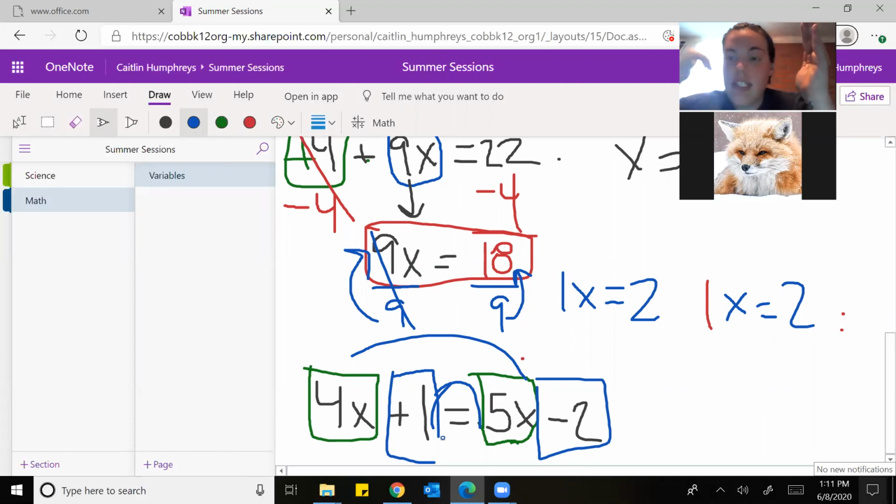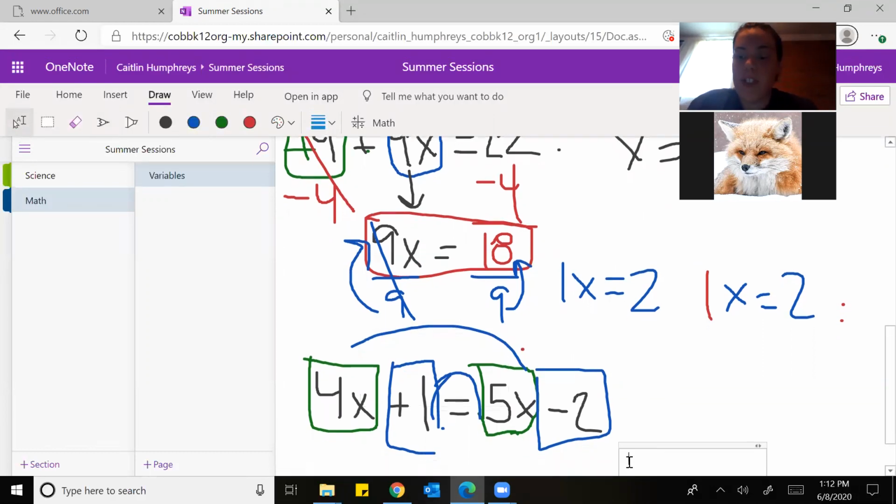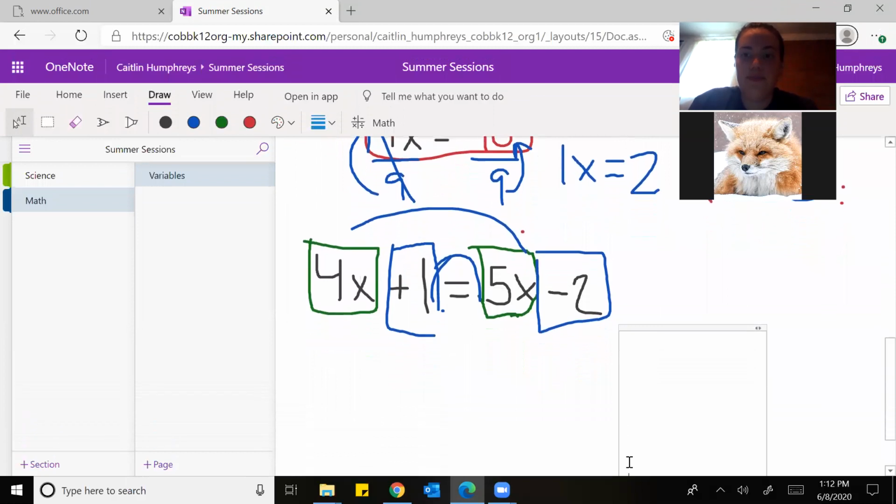I have 4x on one side and 5x on the other. I always like to go with the side that has more because I think it's easier to work. It's easier to not create negative numbers for yourself. So let me show you both examples. You can do it either way. There are 1,000 ways to do math, which is the fun and stressful part of this. So let me show you the different ways we could work this out.